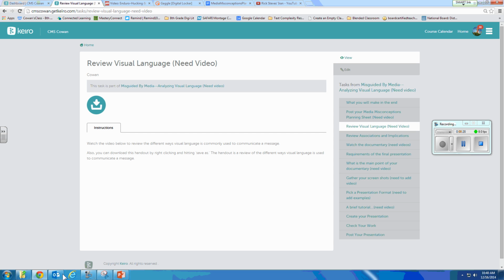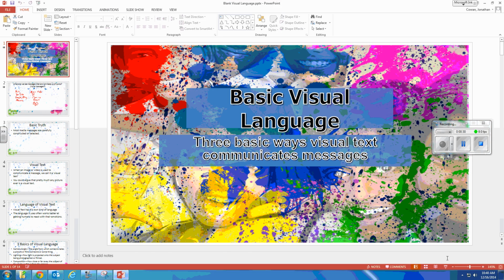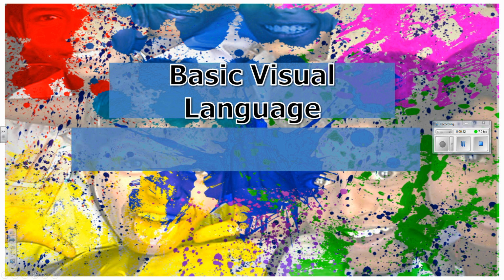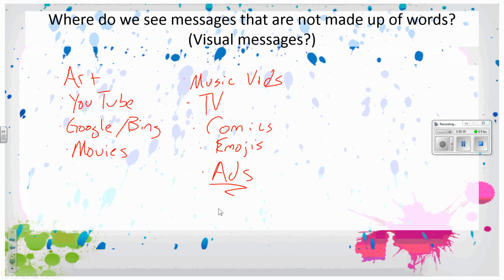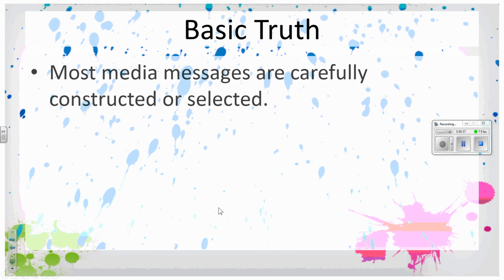So what we're going to do is go through this presentation really quick that we did in class as a review of this lesson. We talked about the basics of visual language in class, and we talked about this basic truth. Most media messages are carefully constructed. They're carefully put together, or they're very carefully chosen. The documentary you watch is going to be no exception to that. The documentary you watch is very carefully put together to communicate messages.